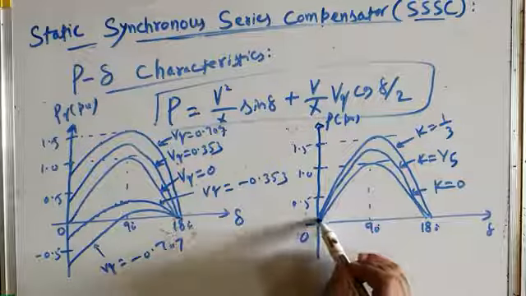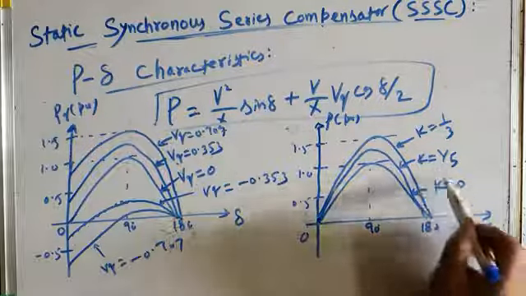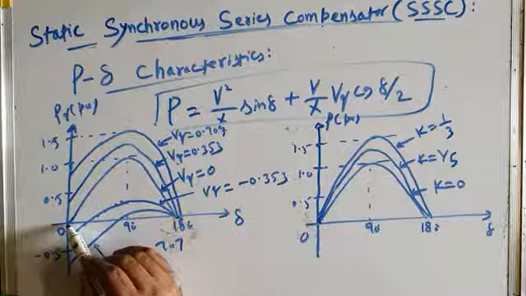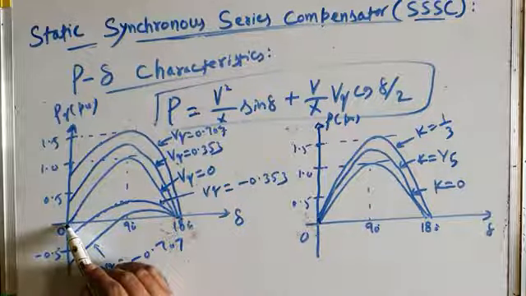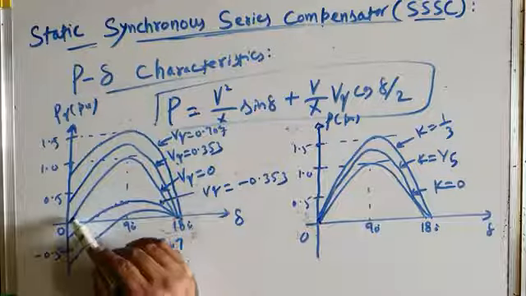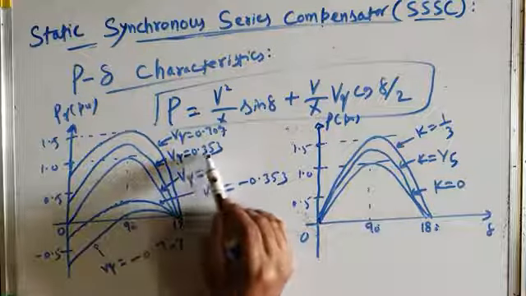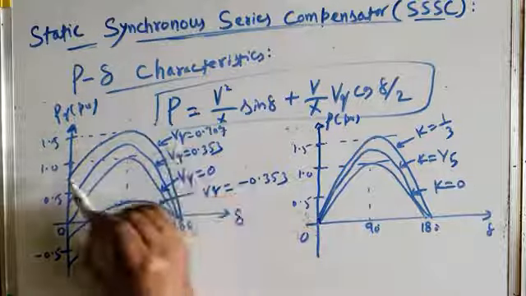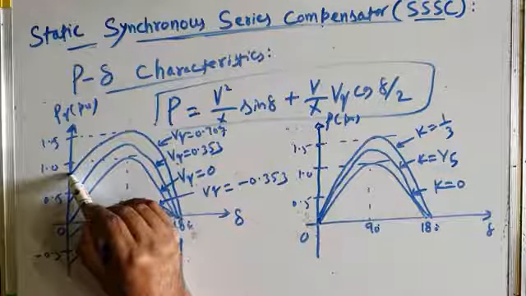For example, here delta equal to 0, whatever is the degree of series compensation, the transmittable power is 0, but that's not the case here. Here for delta equal to 0, and VQ equal to 0, power transmitted is 0. For VQ equal to 0.353, the power transmitted increases. For VQ equal to 0.707, power transmitted increases.